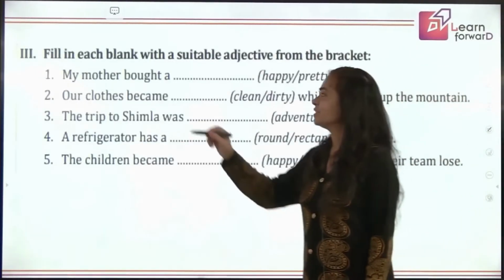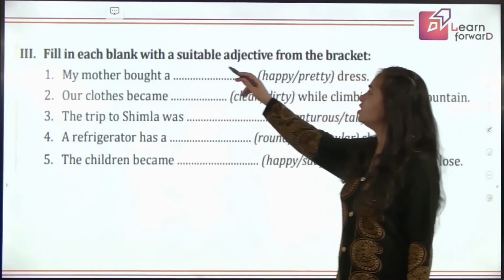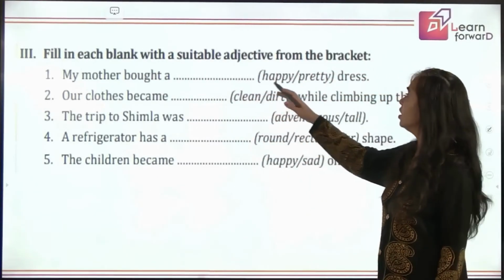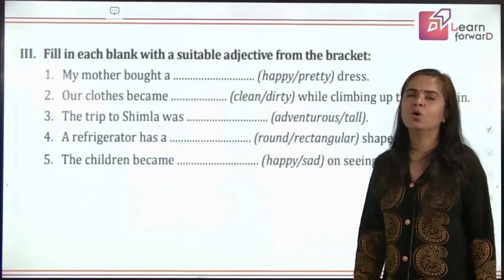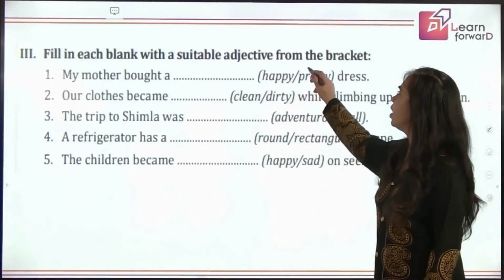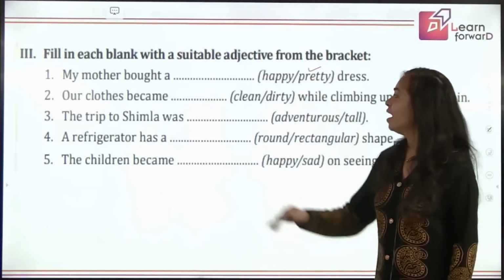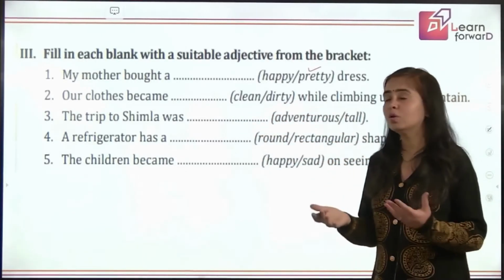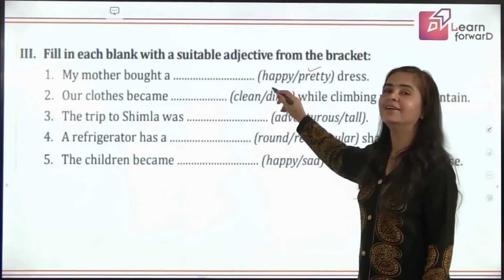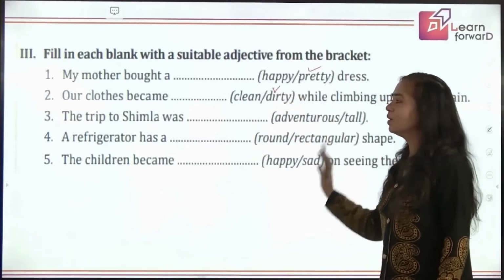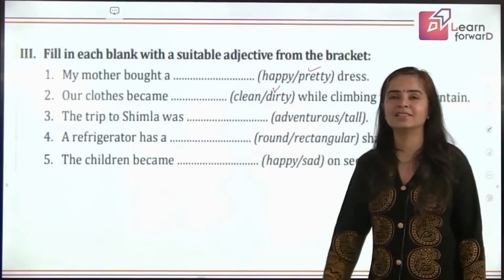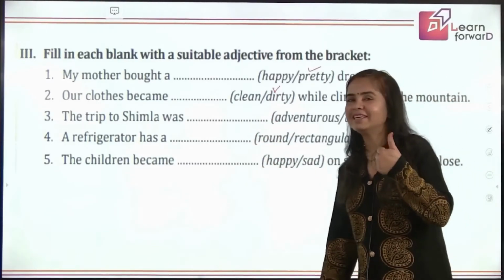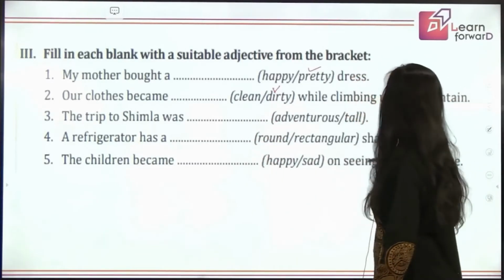Yet another exercise for you. Fill in the blank each with a suitable adjective from the bracket. My mother bought a happy or pretty dress. Oh, that's so simple. How can the dress be happy? Our clothes became while climbing up the mountain. Do your clothes become clean or dirty? Dirty. So each word in the sentence has a sense. Make them meaningful by picking out the correct adjective, and it's your exercise to practice.